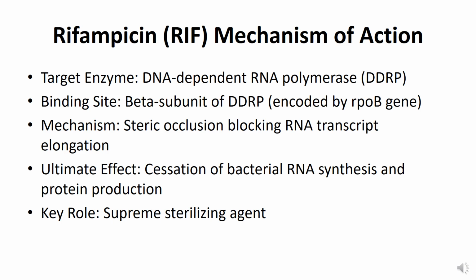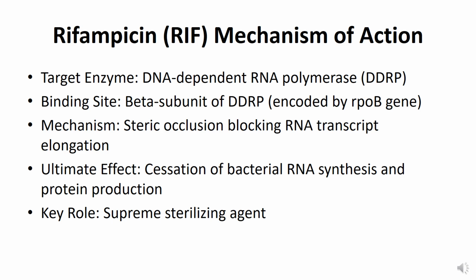To survive, grow, and multiply, Mycobacterium tuberculosis must constantly create proteins. Proteins are responsible for virtually every function within the bacterial cell. But before proteins can be produced, the bacterium must first generate RNA. This is where rifampicin exerts its powerful effect.